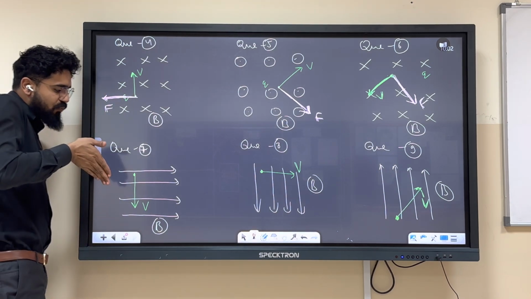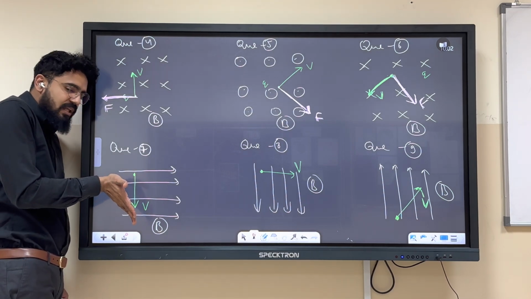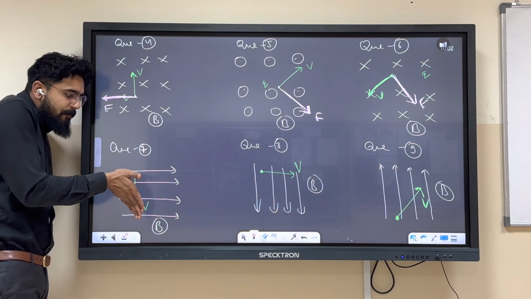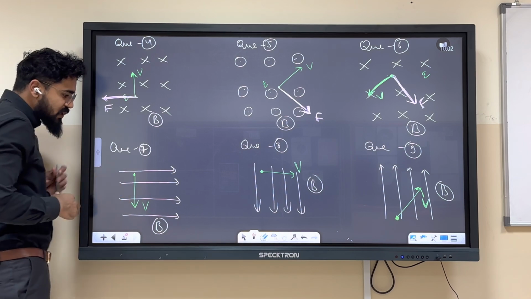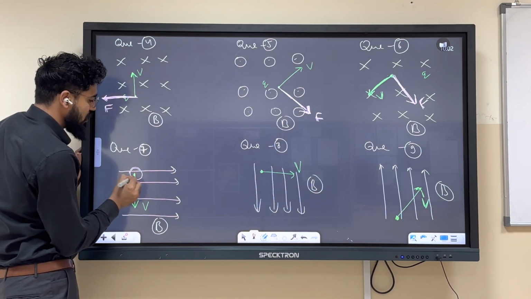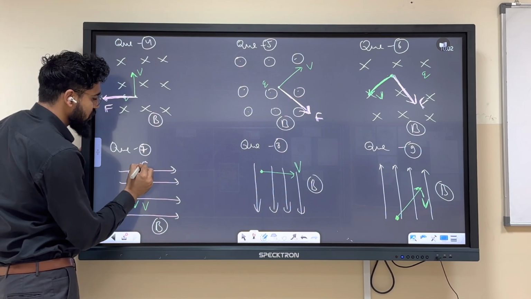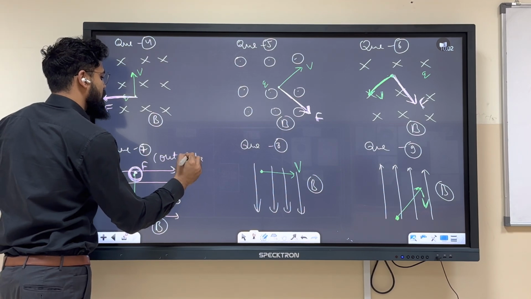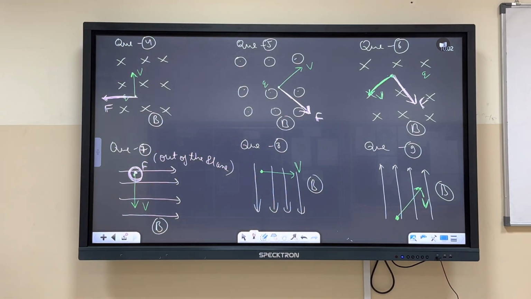Let's see today, V over here and now B is in this direction. Look, V over here and magnetic field in this direction. Correct? So force is in what direction? Force is out of the plane. Are we getting it? Correct?